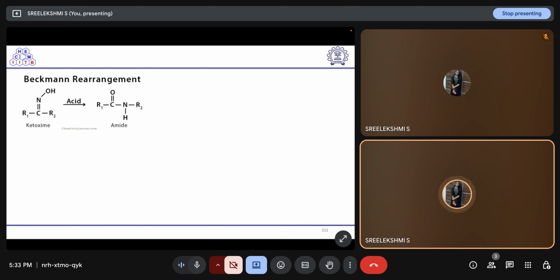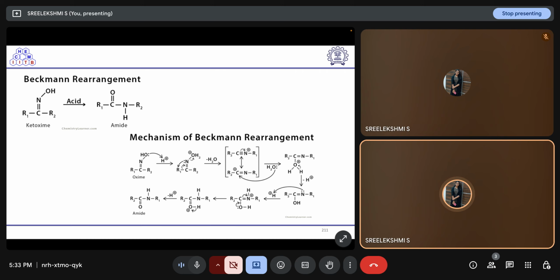Now the next reaction is Beckmann rearrangement, which is the acid catalyzed rearrangement of ketoxime to form amide. So here what is happening? Firstly, this ketoxime will get protonated and then water molecule will leave to form this kind of intermediate. Then again water molecule will attack over this carbon and then proton loss will form this one. Then this nitrogen will take this proton and then this proton will leave to form this corresponding amide. So it is the acid catalyzed conversion of oximes to amides.